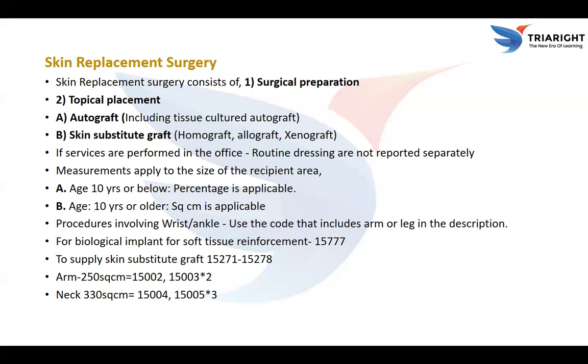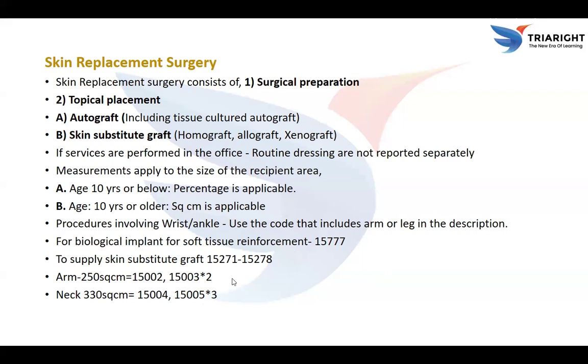So what are the special codes? Biological implant, CPT code 15777, which is used for biological materials placed to support the tissue. And supply of the skin substitute, CPT code range from 15271 to 15278. These are used for application of the skin substitute grafts.